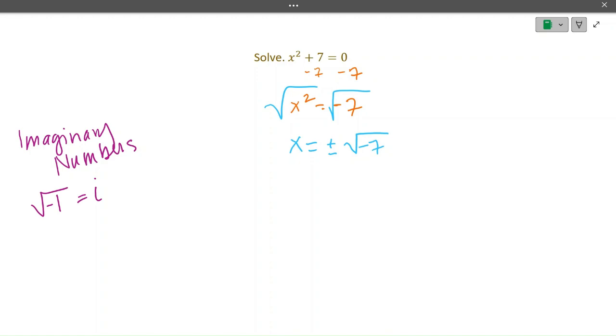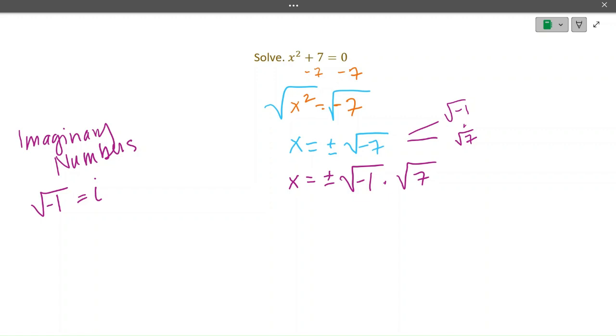So here's how we do that. I'm going to come over here and I'm going to say x equals plus or minus, and I'm going to factor out the square root of -1. So when I say that, to make -7, I have the square root of -1 times the square root of +7. So that's what I'm going to write here, the square root of -1 times the square root of 7. So the blue line and the purple line are equivalent.